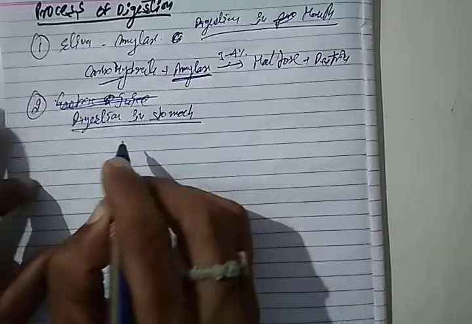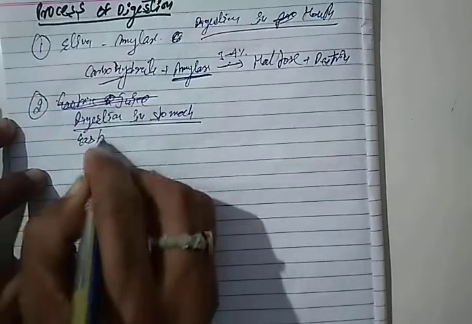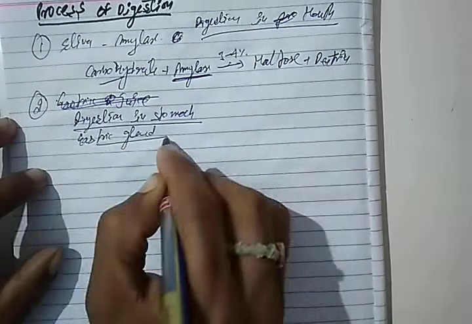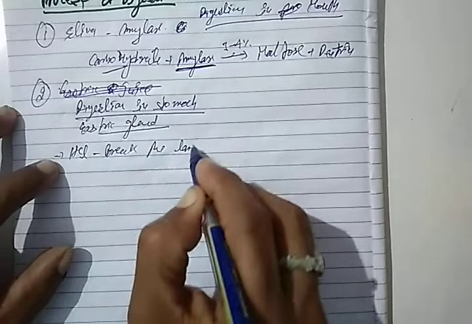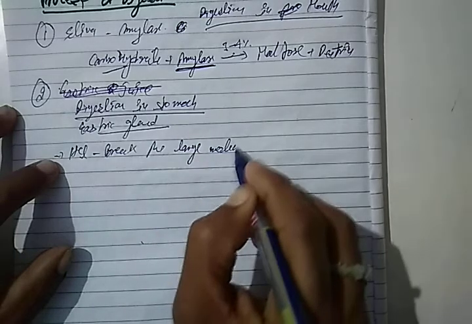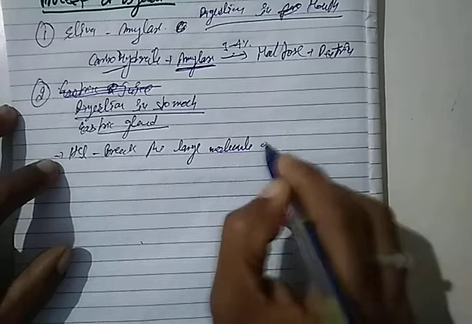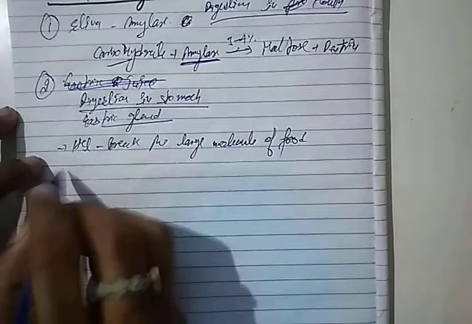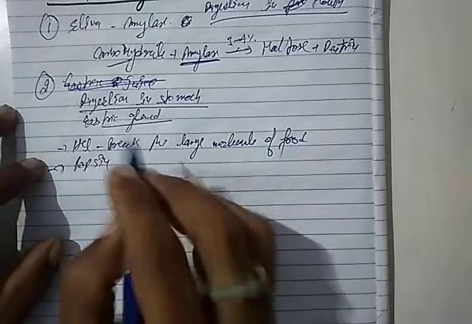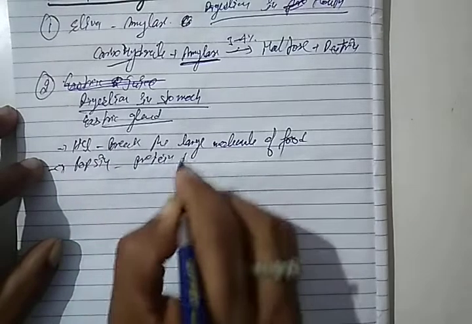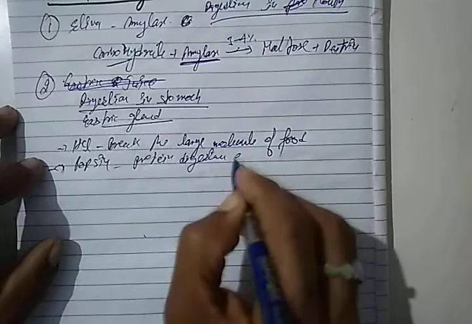HCl breaks the large molecules of food. Next, pepsin. It is a protein digestive enzyme.